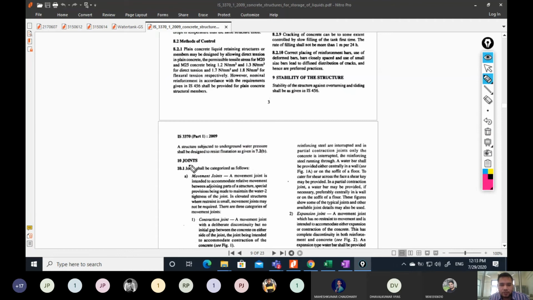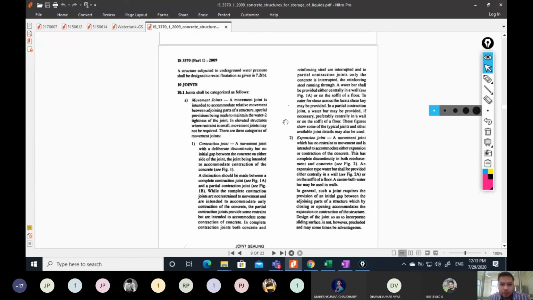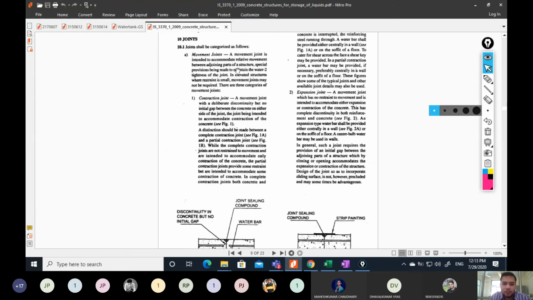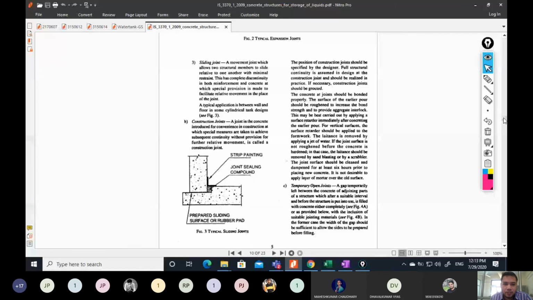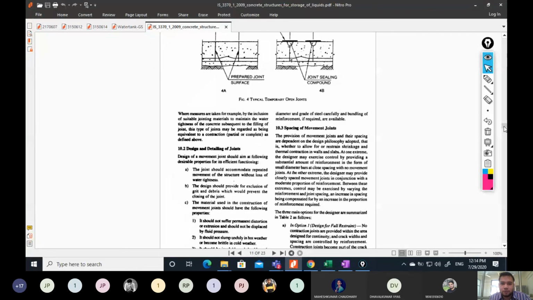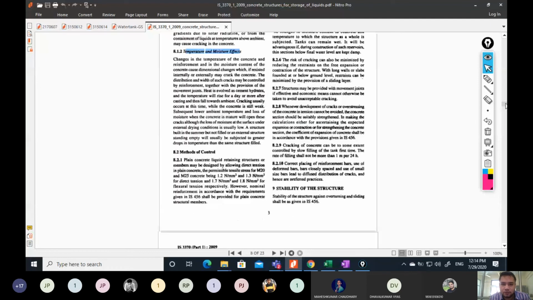then the joints, different types of the joints. So this we will cover in the next lecture. There are different types of the joints. Movement joints can be of contraction type, then expansion type. Okay, so those things we will be covering, and these joints are part of your theory exam. So you can go through this also. You can have construction joints, temporary open joints. So different types of the joints we will discuss in the next lecture.